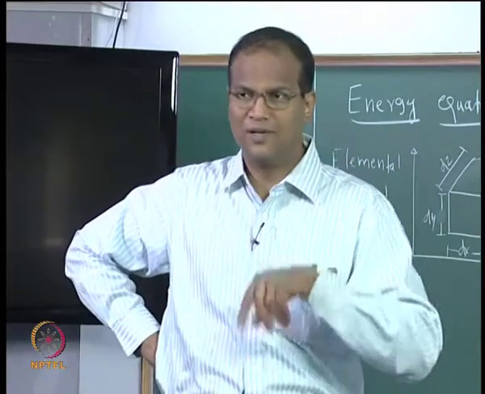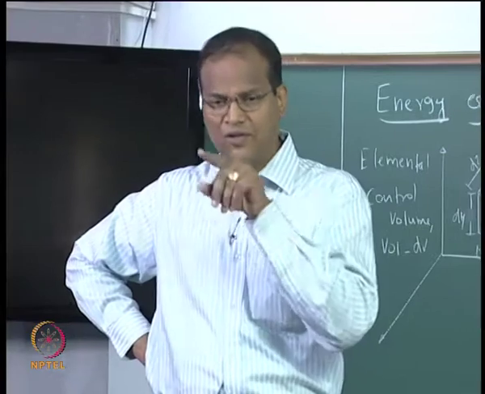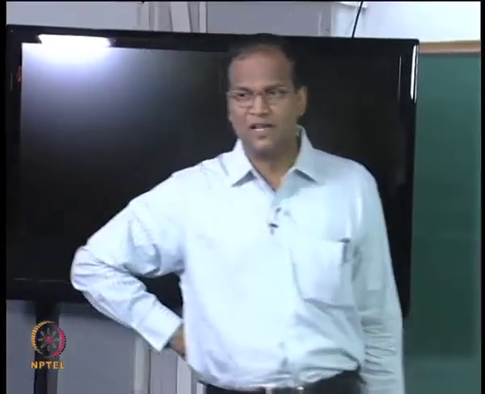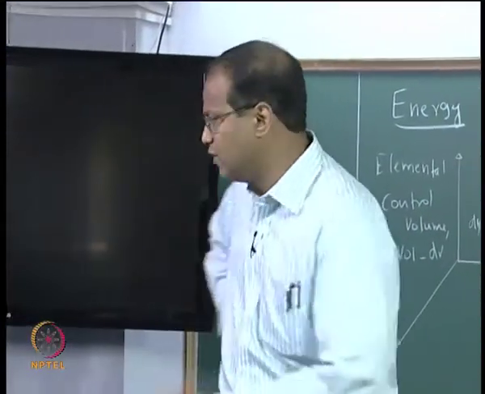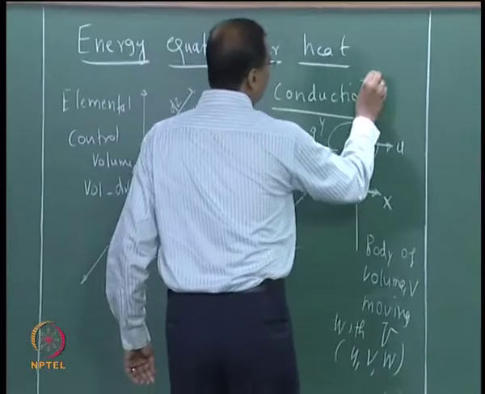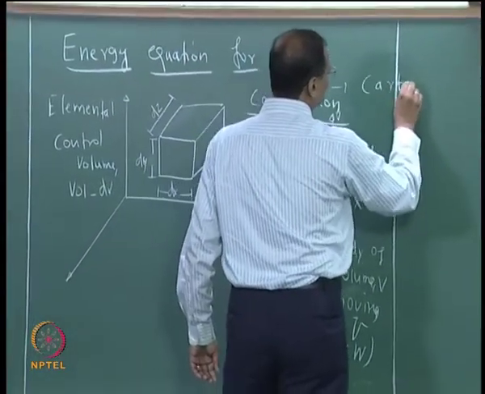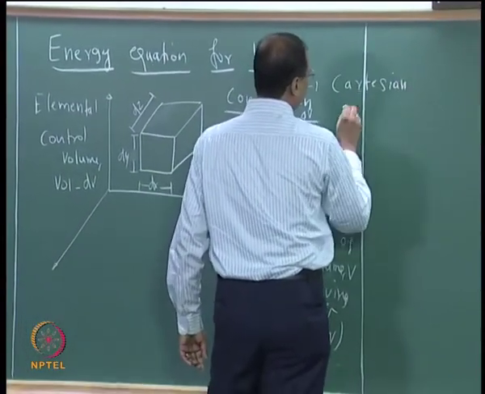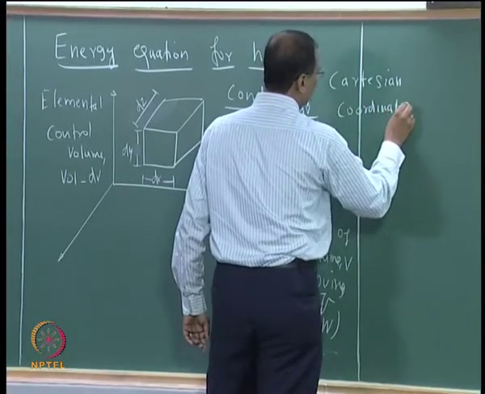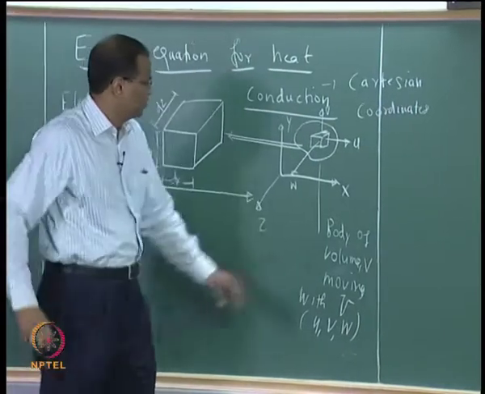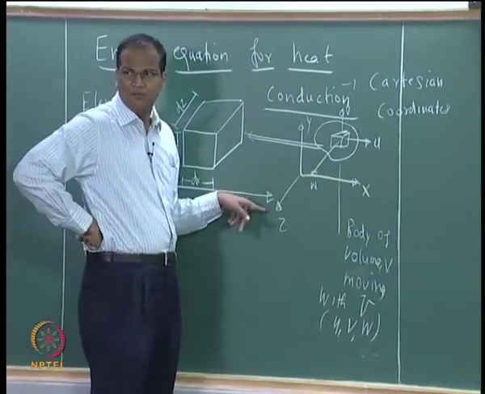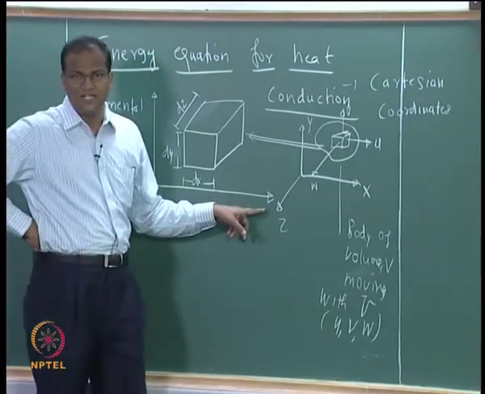We saw isotherms for the slab, and I asked you to figure out how the isoflux lines will look like, right. So, now we are going to derive the energy equation for heat conduction, basically in Cartesian coordinates. So, this is the x, y, z coordinate. So, z is coming out of the blackboard, okay.